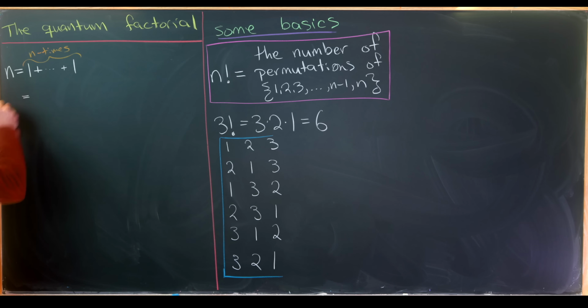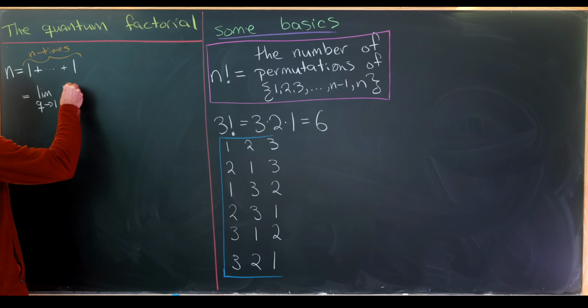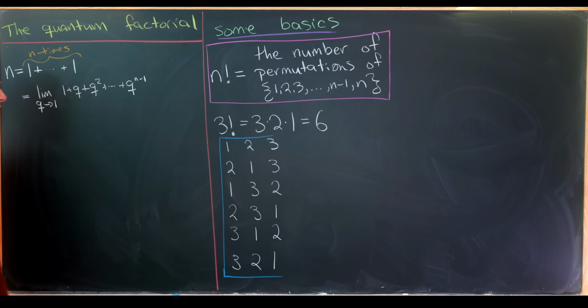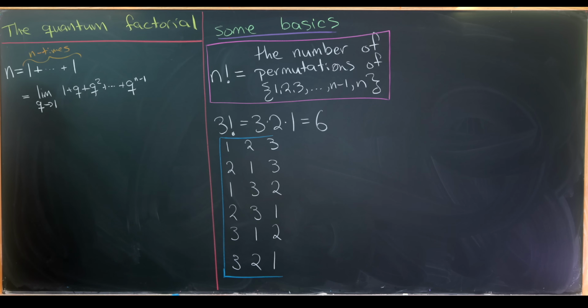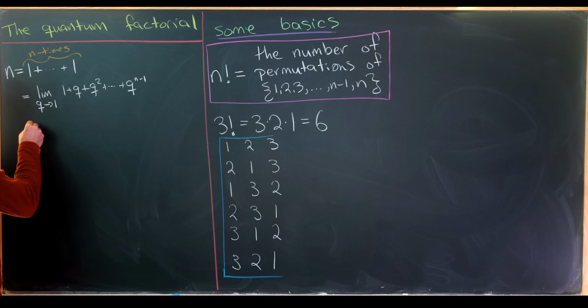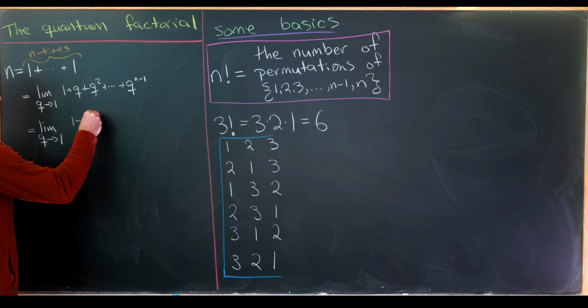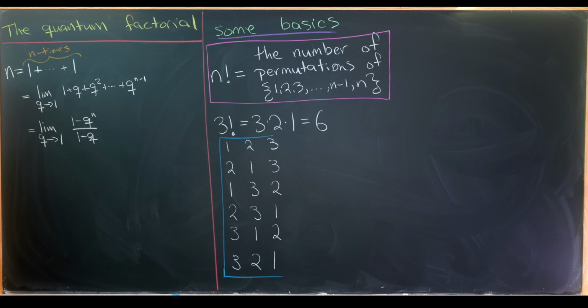But we might as well rewrite this as the limit as q approaches 1 of 1 plus q plus q squared, ending at q to the n minus 1. Notice that's a sum of n objects, and each of them limit to 1 as q approaches 1. But let's notice that that is a finite geometric series, so we can apply the summation rule for a finite geometric series, and we'll get the limit as q goes to 1 of 1 minus q to the n over 1 minus q. And this object right here will be our Q analog of the natural number n.